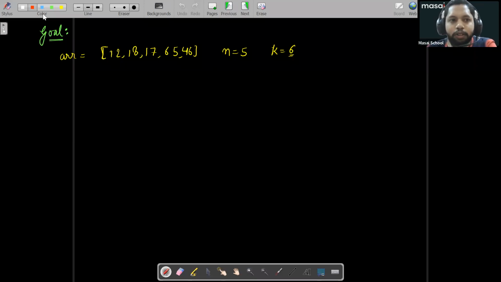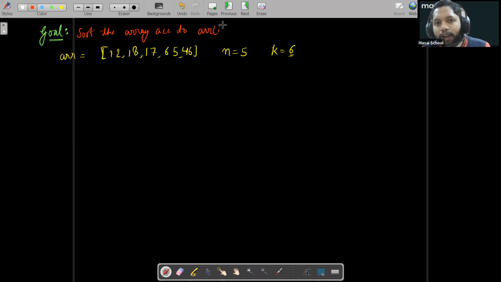Can anybody put what is the goal here? We need to sort the array according to Hassan's sorting algorithm. Or you can say, what is Hassan's sorting algorithm? That is array of i modulo k.